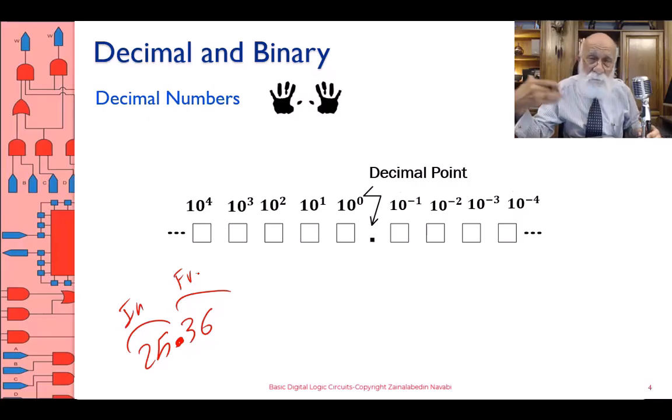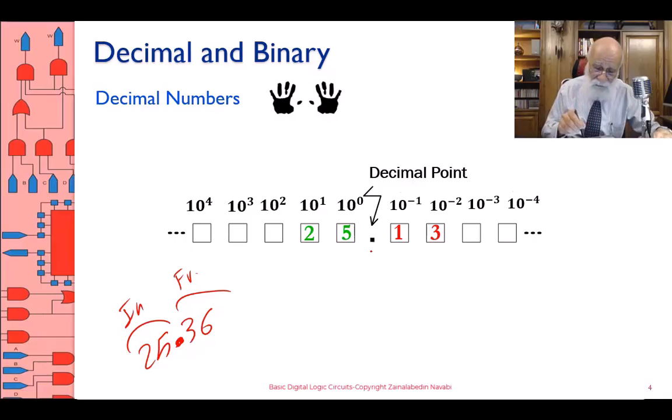The same thing with binary numbers. We have a binary point. We have an integer part, ones and zeros, and we have a fractional part, ones and zeros. Let's look at 25.13, which is a decimal number.